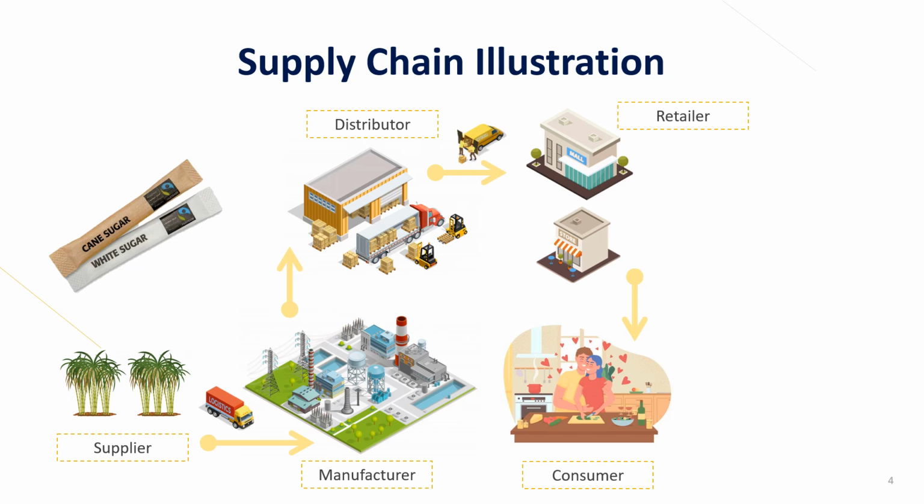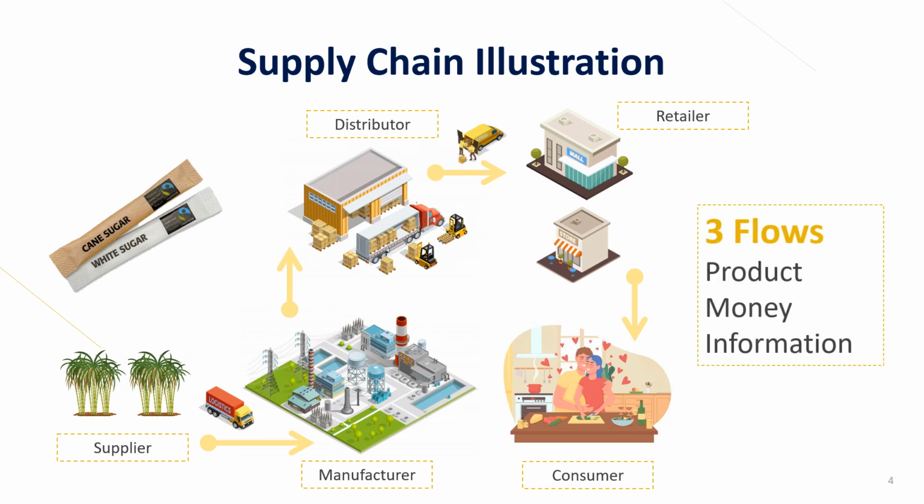So basically, if we talk about this complex process, we can categorize that three main flows are involved and need to be managed well in order for it to end up in our hands in the correct amount, correct quality, and the correct price.